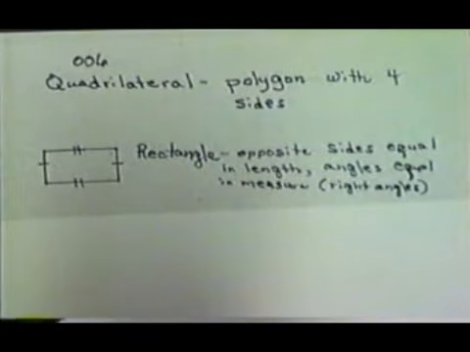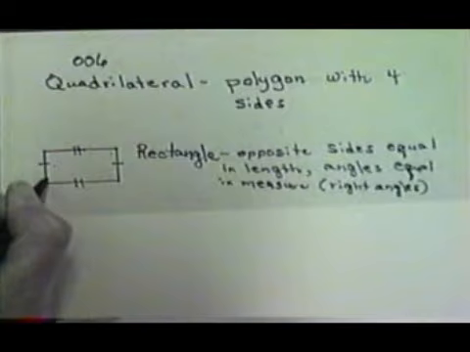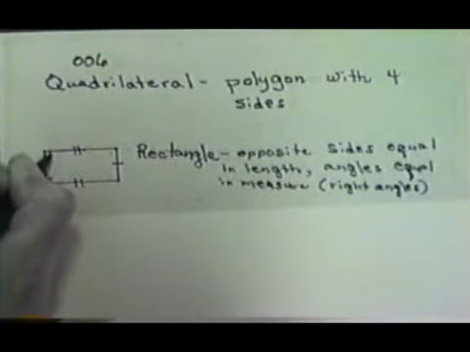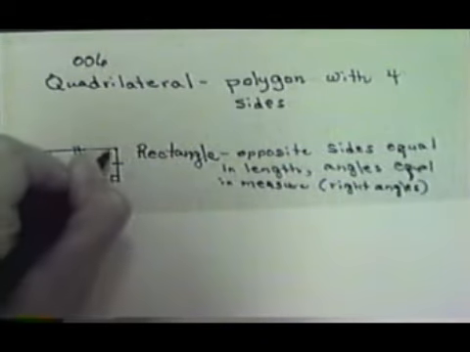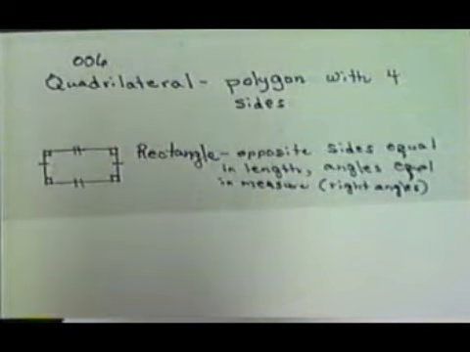And if you want to show somebody that you have a right angle, you put a little square in the corner. That indicates that you have a right angle. So this is a rectangle.